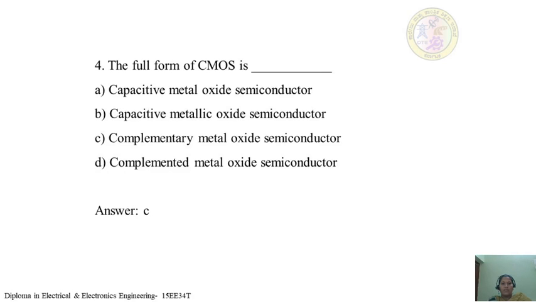The next question is, the full form of CMOS is option A, capacitive metal oxide semiconductor, option B, capacitive metallic oxide semiconductor, option C, complementary metal oxide semiconductor, option D, complemented metal oxide semiconductor. The answer for this question is complementary metal oxide semiconductor. Hence option C is the right answer.